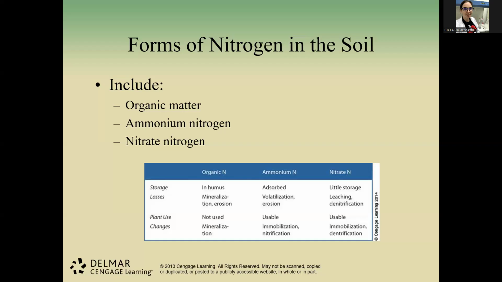Now, in terms of nitrate nitrogen, it's not really stored in the soil too much because we have that problem of leaching. Nitrate nitrogen has a low affinity for the soil. Losses can occur by leaching or by denitrification, as the nitrate can be converted either to ammonia or all the way back to diatomic nitrogen by the microorganisms. Nitrate nitrogen is usable by plants and it undergoes the changes of immobilization or denitrification.